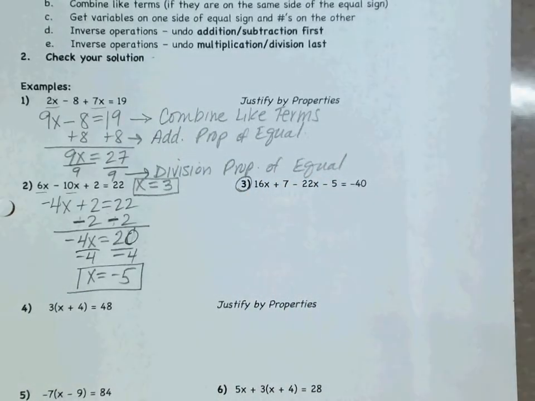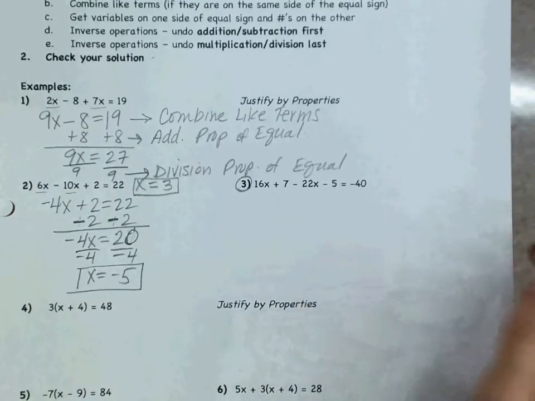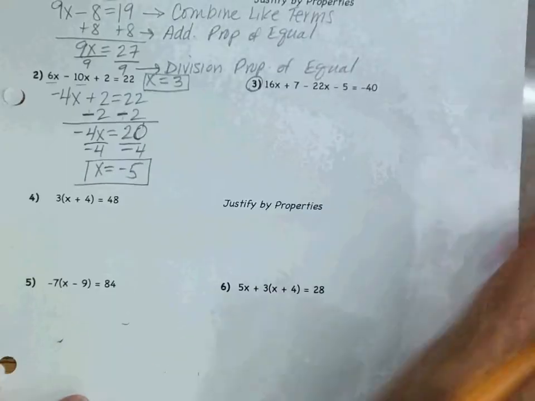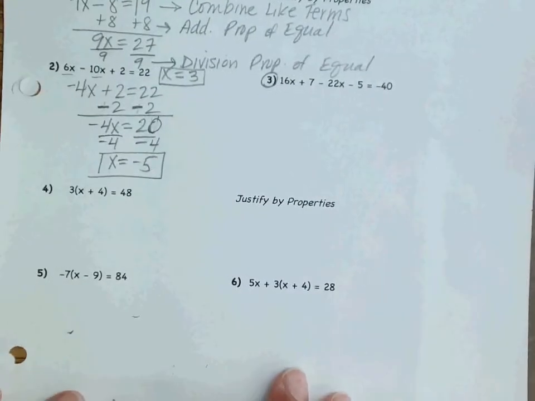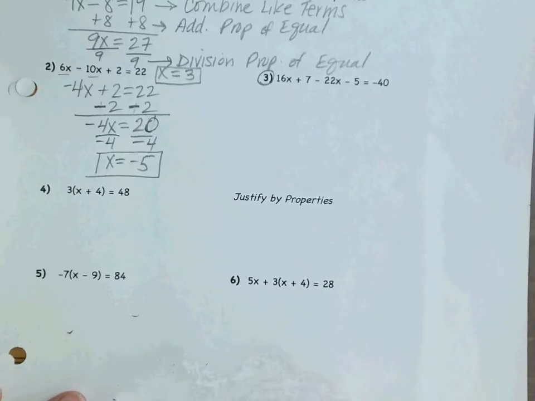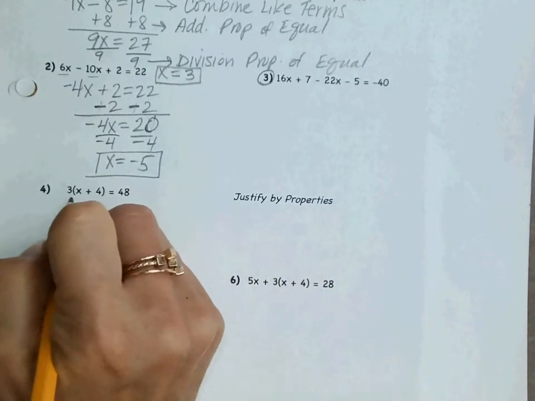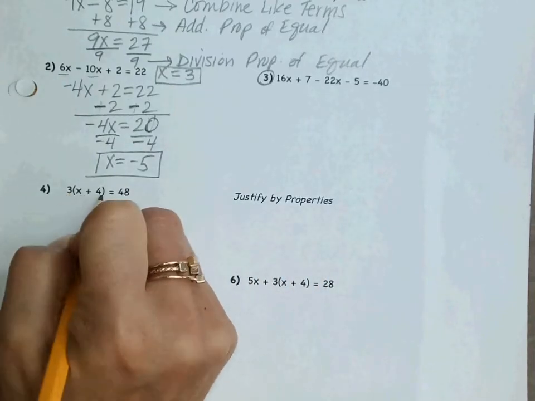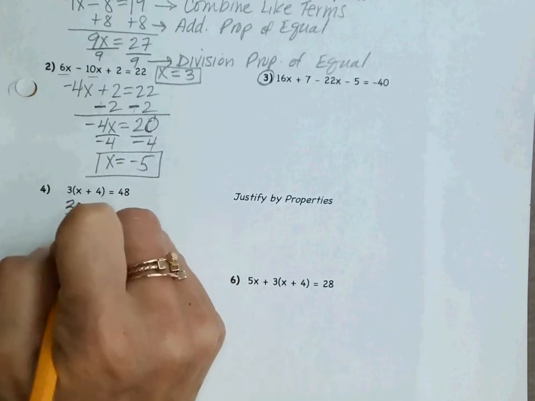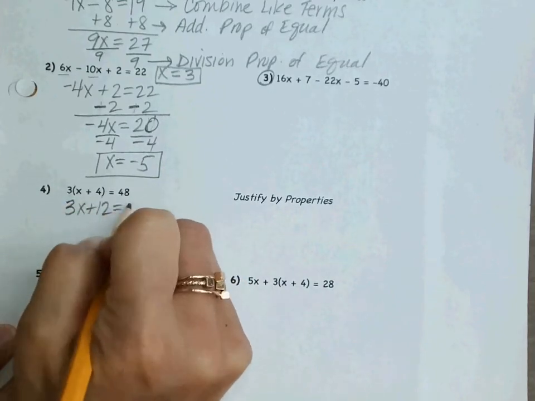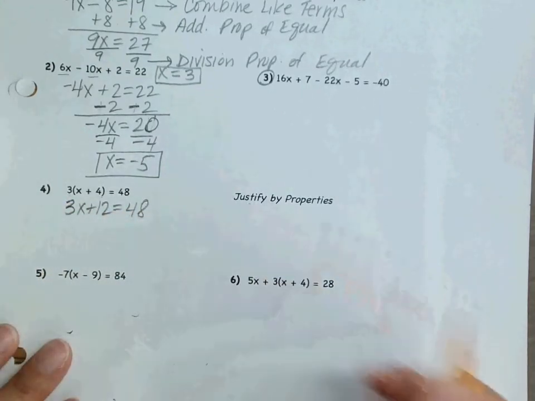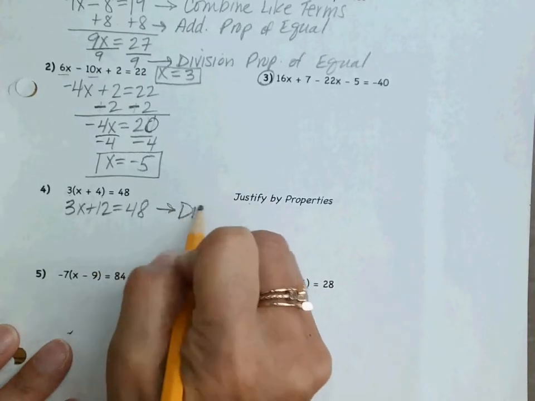Number 3 gets a little bit bigger and messier, so we'll do that next time I see you in class. Now let's move on to a problem like number 4. So a problem like number 4, we're going to go ahead and distribute first. When I distribute, I'm going to take that 3 and multiply by all the terms inside parentheses. So we get 3x plus 12 equals 48. Tells me to justify my properties. The property that I used here is the distributive property.